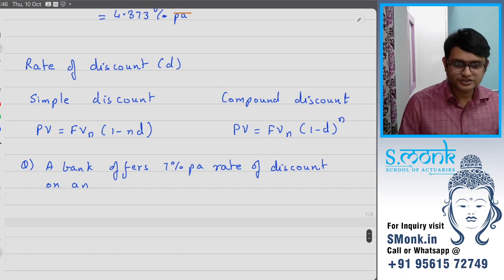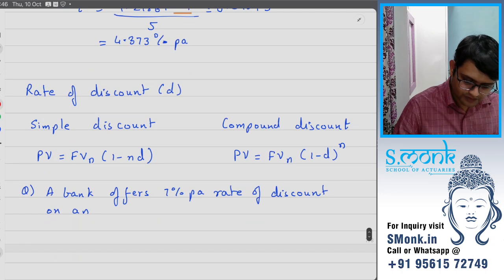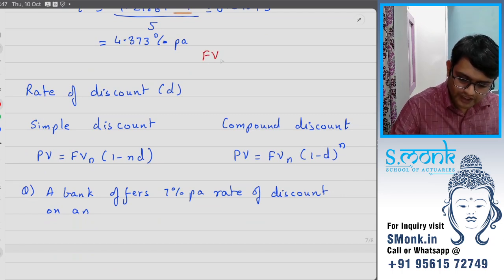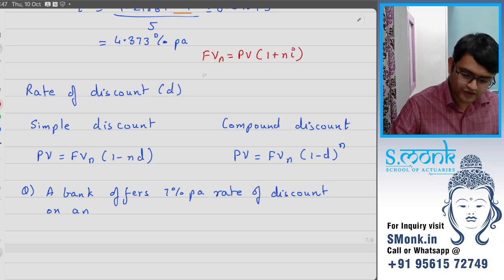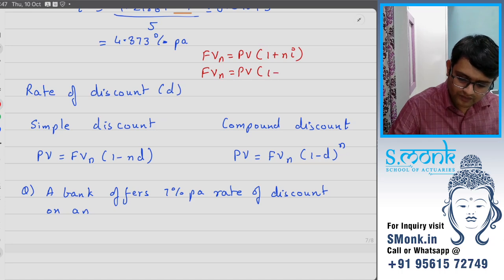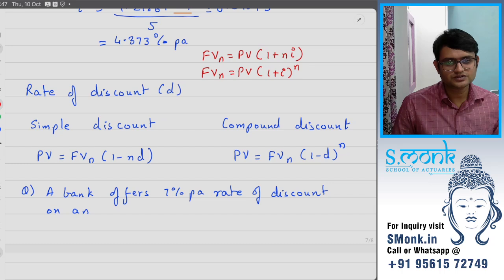We go backwards. So here what we are doing, see, in rate of interest, I would have said that future value at time n must be equal to present value at time 0 into 1 plus n times I, right? This is for simple interest. For compound interest, I would have said future value at time n must be equal to present value into 1 plus I the whole raised to n. This is for compound interest, correct?